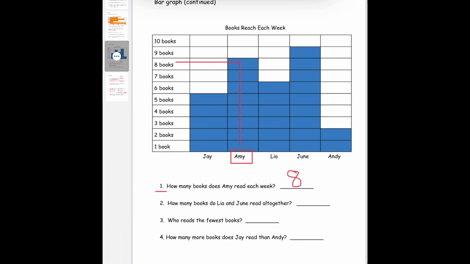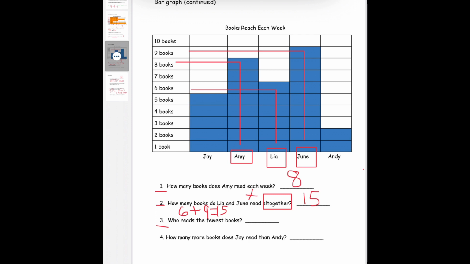Okay, now let's solve number 2. It says, how many books do Leah and June read all together? So Leah is right here, and June is right here too. So we could see that Leah read 6 books. So we would do 6 plus, and June, we could see that she read 9 books. So we would do 6 plus 9 because they asked all together, and all together is a keyword for addition. 6 plus 9 equals 15. So they read 15 books altogether.